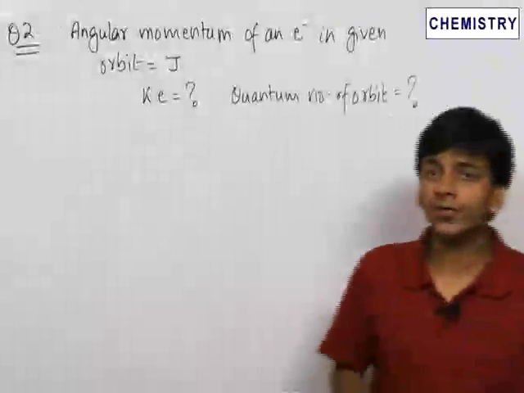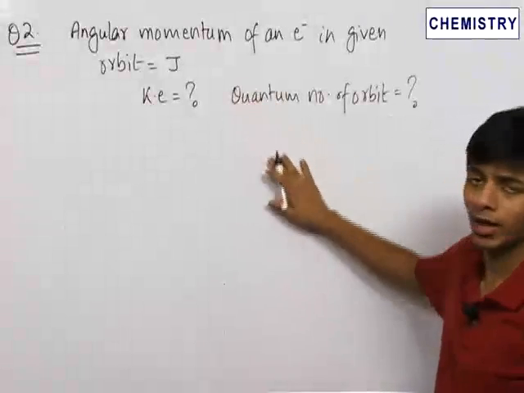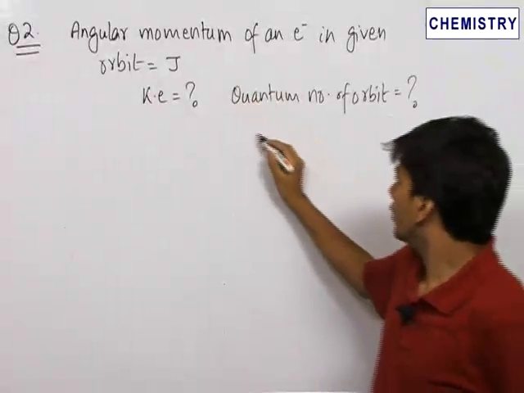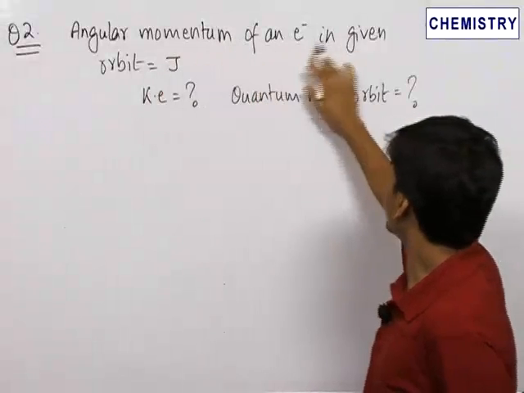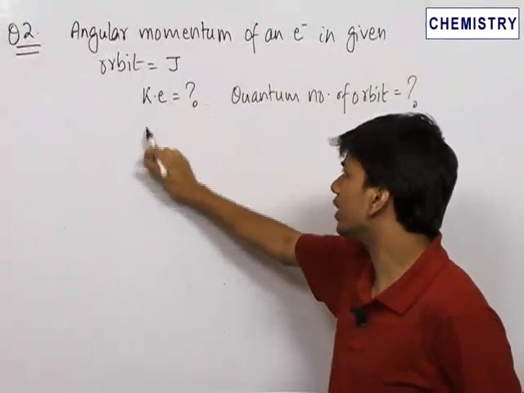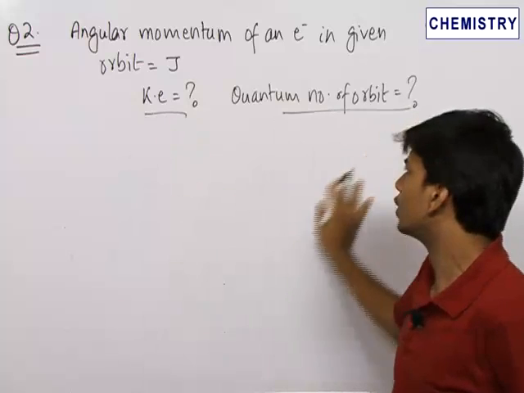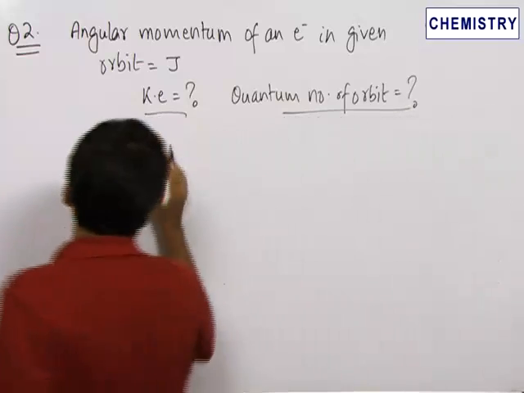This is a pretty simple question, if you remember the formula for angular momentum in an orbit. We need to find the angular momentum of an electron in a given orbit, which is given to be equal to J. We need to find out its kinetic energy and the quantum number of the orbit. So let us do the first part now.